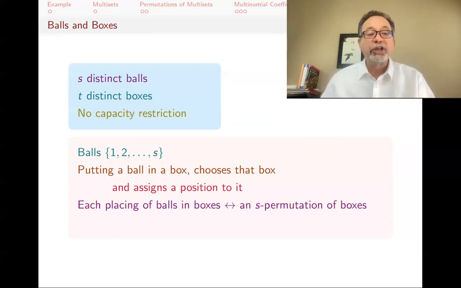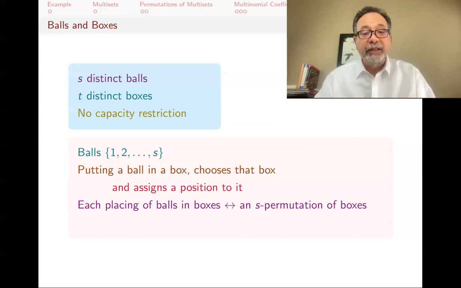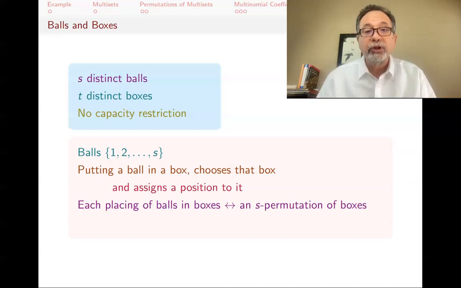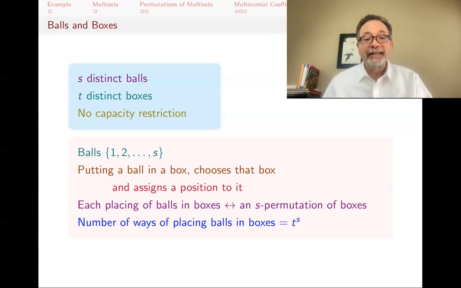And so each placing of balls in the boxes, when you're done and put all the S balls in the boxes, you are going to get an S permutation of the boxes. Maybe not all the boxes. S could be less than or equal to T, but you get an S permutation of the boxes, and that's the same as the number of ways of placing balls in the boxes, and the answer is T to the S, as we saw previously.